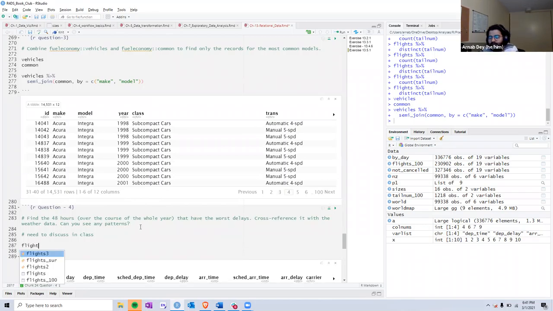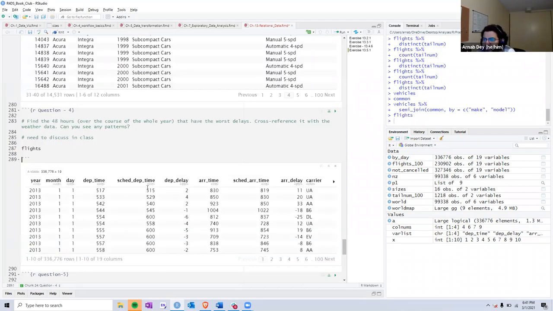I don't understand how we can get 48 continuous, like a stretch of 48 hours, and then calculate delays on it. I could not understand how that would work. Do you have any ideas?